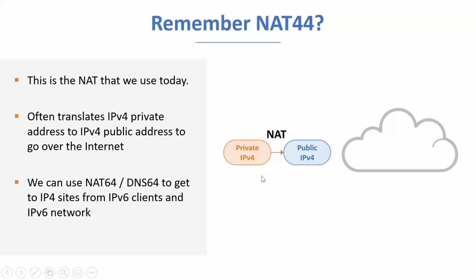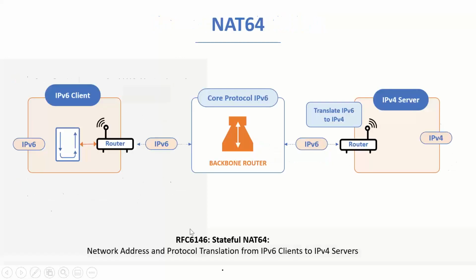It's really translating a private IPv4 address, say your 192.168 or 10 dot or whatever it is, onto a public IPv4 address that can go over the internet. So what are we going to do when we've got v4 only sites for v6 only clients? Well, you can use something called NAT64 DNS64. And so how does that work? Well, here's the RFC for it.